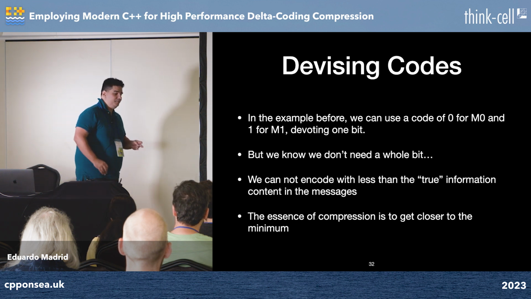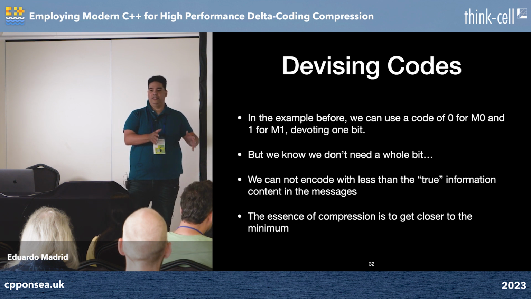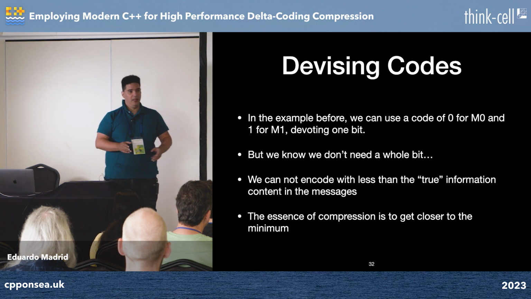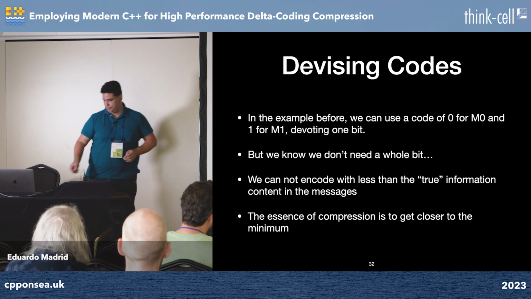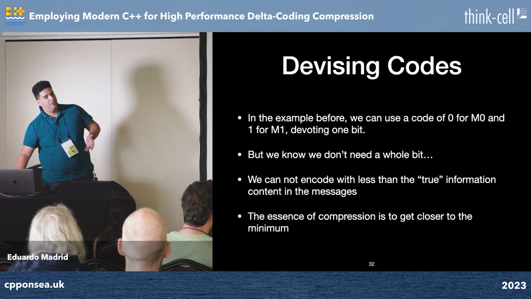How much better? Well, we know that there is a limit, okay? Which is the true information content in the channel that, again, we know is Shannon's entropy. We cannot do better than that. But how close can we get to it? The essence of compression is to get closer to the minimum amount of information, the minimum amount of bits to represent the information.